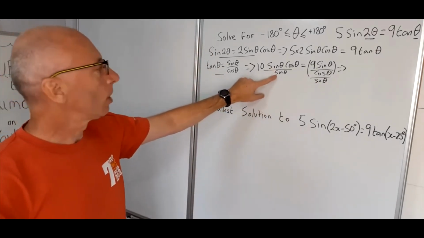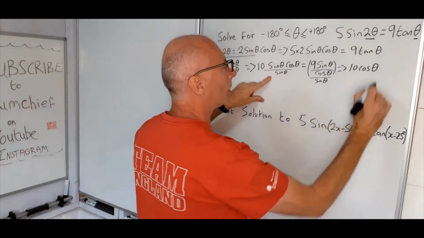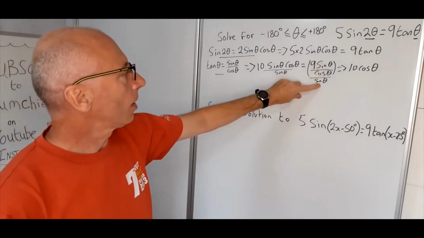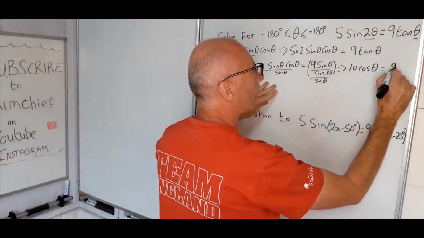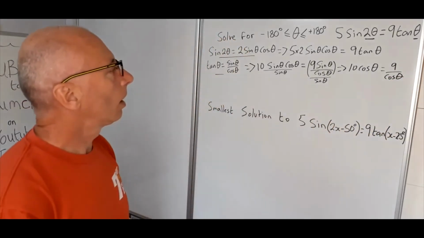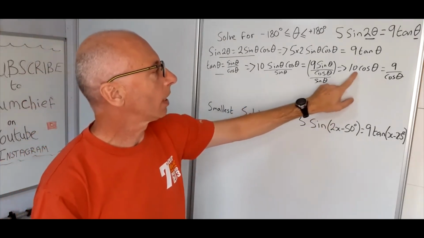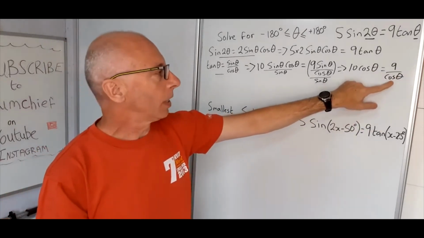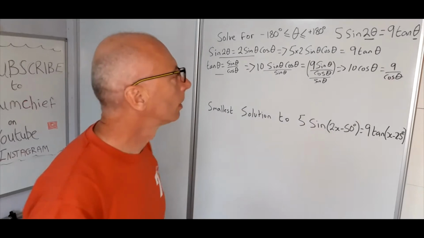So now the sine thetas will cancel out and we'll have 10 cosine theta. That's looking a lot easier. And now the sine theta and sine theta will cancel out, so now we've got 9 over cosine theta. Okay, so now we're getting somewhere. We've got cosine theta on both sides and a couple of constants here. To get rid of this denominator, the next phase is to multiply both sides by cosine theta.